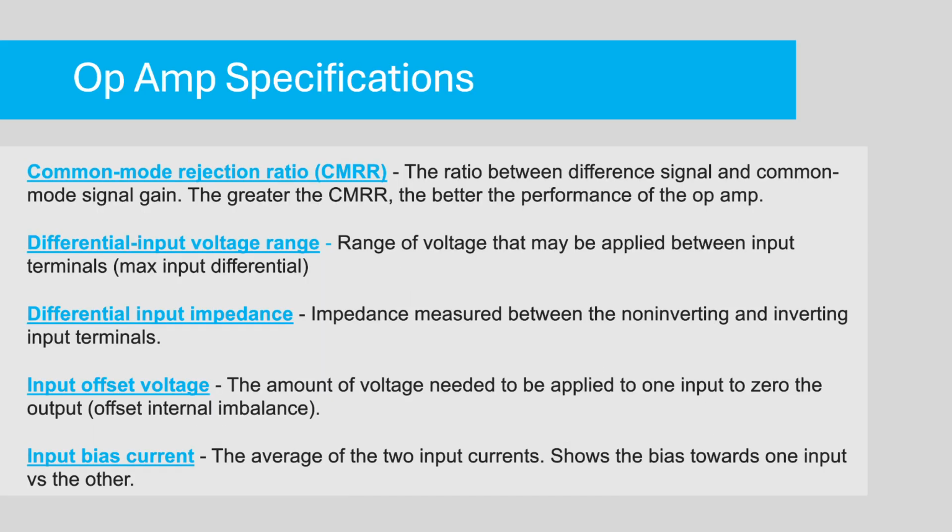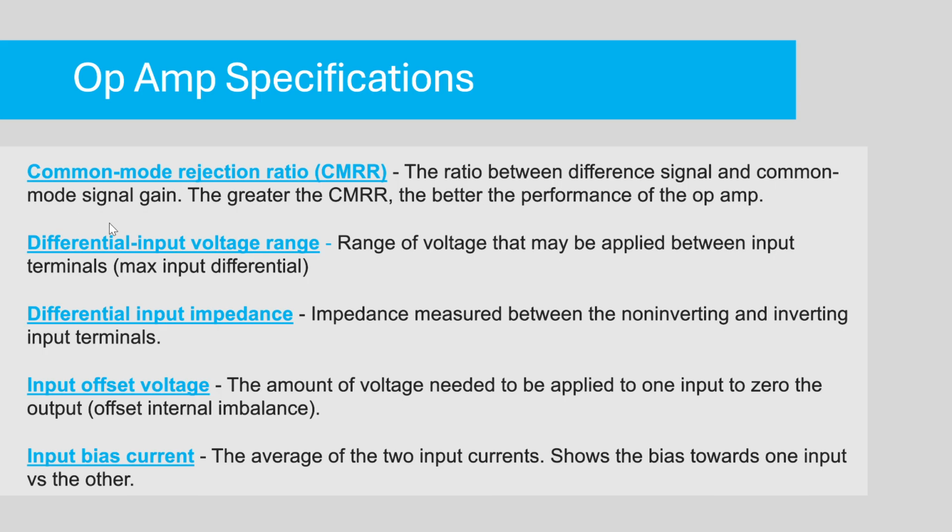So some of the definitions here: common mode rejection ratio. All these definitions came up in the reading, and so I thought they'd be important to mention. They are key terminology when we talk about operational amplifiers. So common mode rejection ratio is the ratio between differential signal and common mode signal gain. The greater the CMRR, the better the performance of the operational amplifier. It basically defines the difference between the two, and how much gain we have between the two. And so, the greater, the better for our operational amplifier.